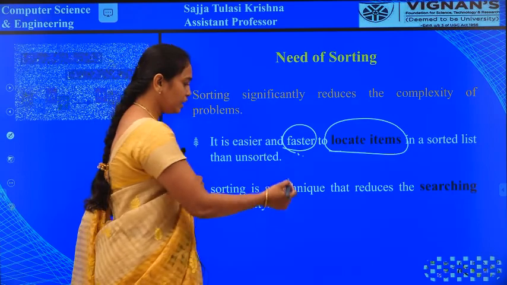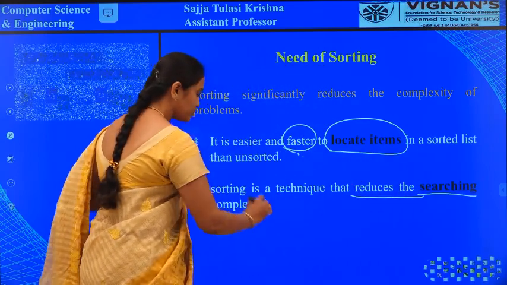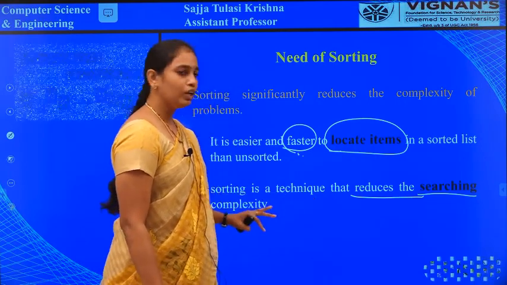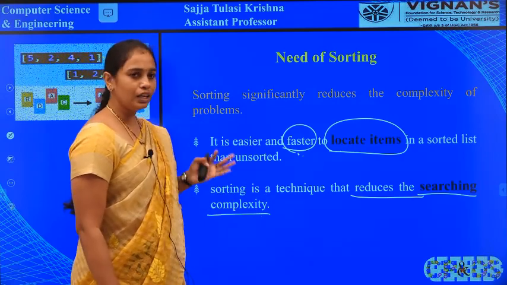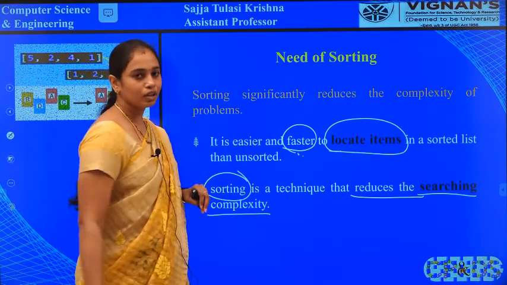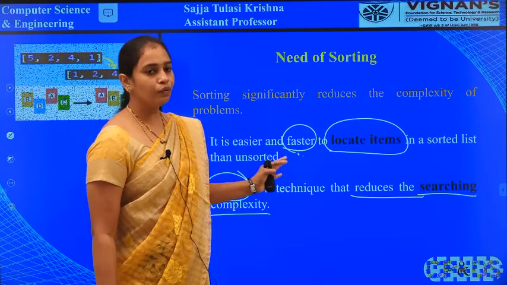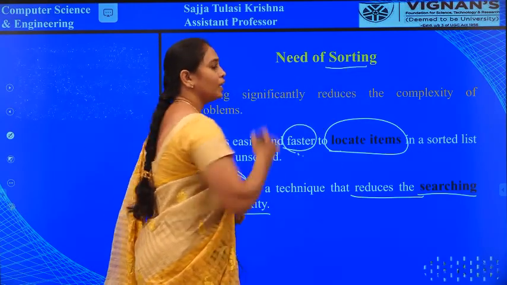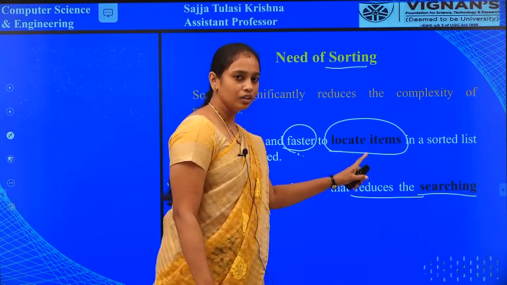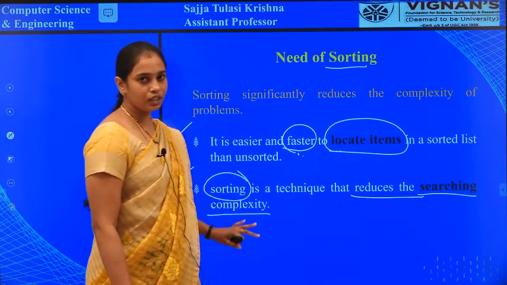The main reason is to reduce the searching complexity. That is one of the major needs for sorting. To search for any element in the list, we do the sorting. For these two cases we go with sorting. That is the need for sorting: first, to locate the items in a faster way, and then to reduce the searching complexity in the list.